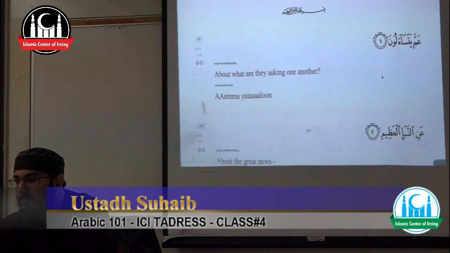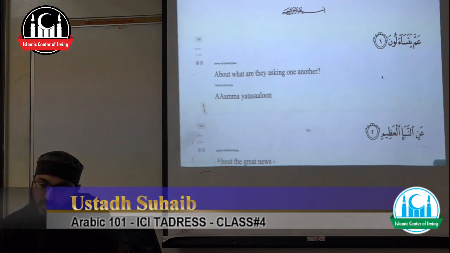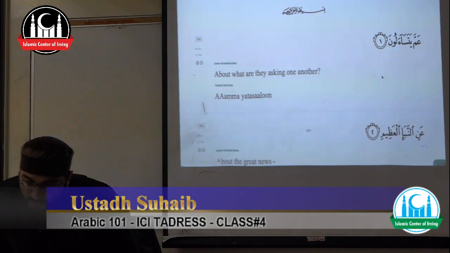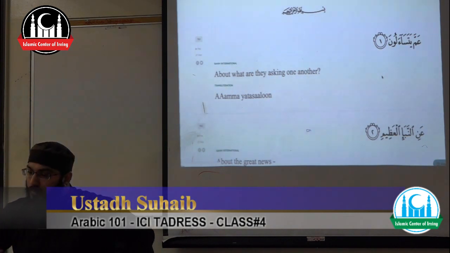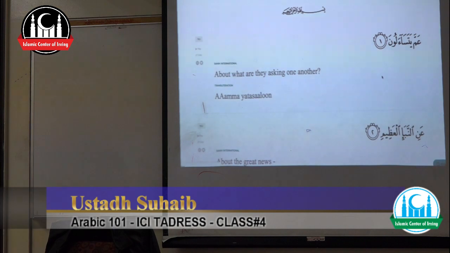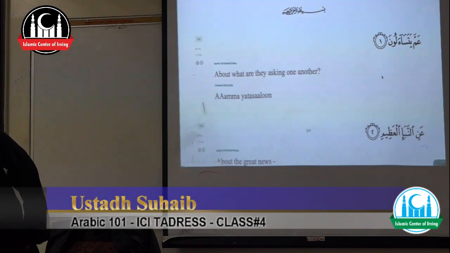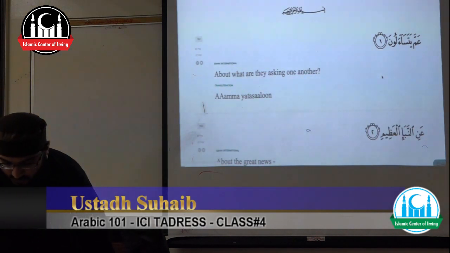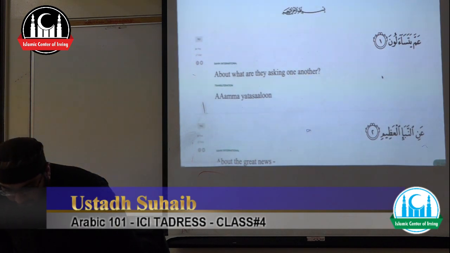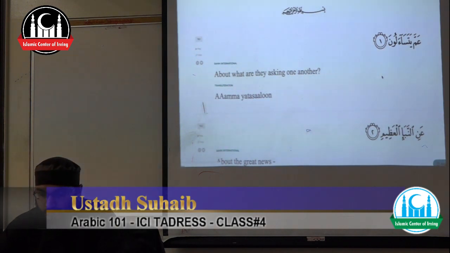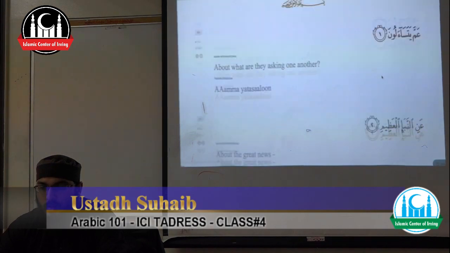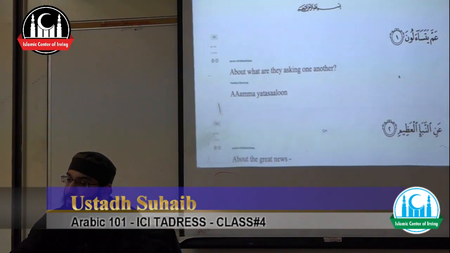So what is the ta in the middle? That's part of the verb. The verb is tasa'ala, and in its present tense it's yatasa'aluna. Okay. Let's keep going. Is everybody able to find it on the chart? Yes, okay.